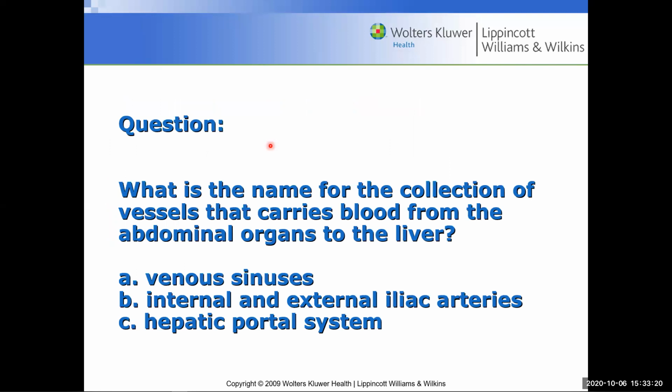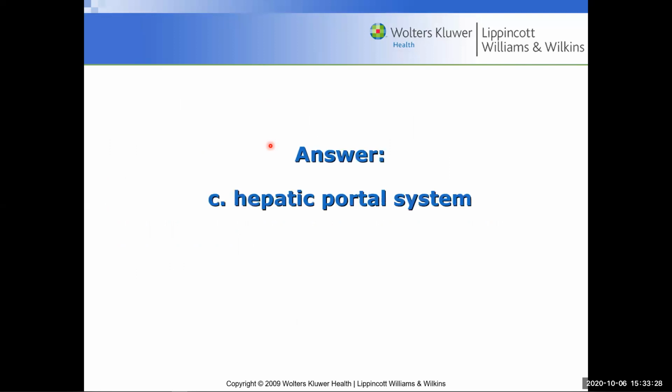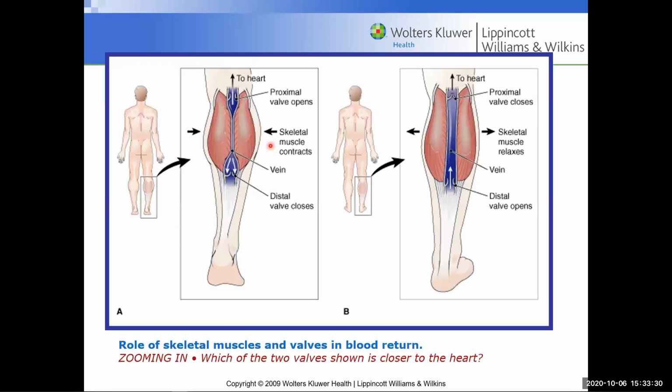What is the name for the collection of vessels that carry blood from the abdominal organs to the liver? We just looked at it, and collectively that is known as the hepatic portal system.